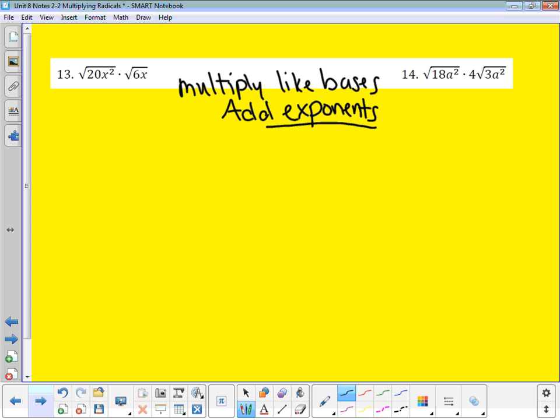So the first thing I'm going to do is put a little 1 on that x so I remember that's there. Now I notice there's no numbers on the outside, so I don't have to worry about multiplying those. So the first thing I'm going to do is just write my radical, and I'm going to take 20 times 6. 20 times 6 gives me 120. And then when I take x cubed times x squared, I'm going to add those exponents to get x to the third. So let's go ahead and simplify that down some more.